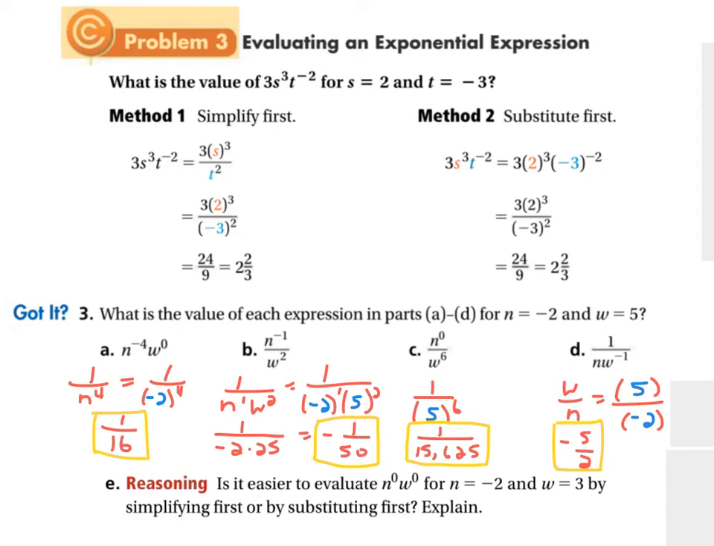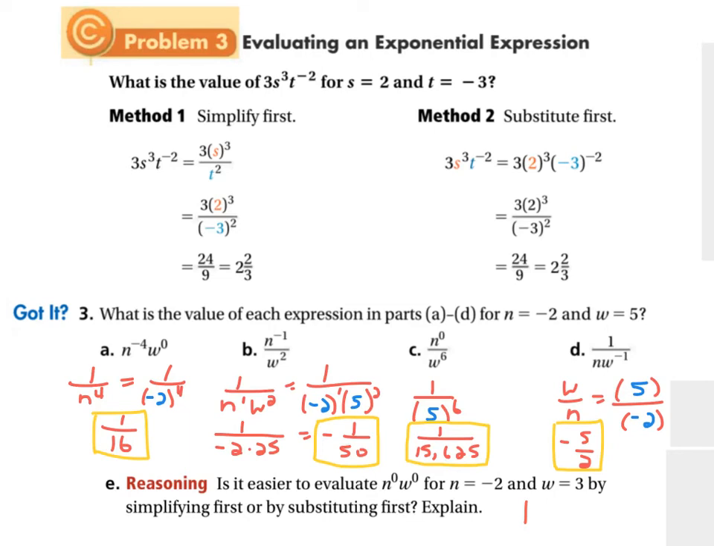And then E, there's one last Got It problem: is it easier to evaluate this expression, n to the 0 times w to the 0, for these values of n and w by simplifying first or substituting first? Well, substituting first, you're going to be plugging those numbers in. Simplifying first, we would just say this is 1 times 1. What's 1 times 1? It is 1. The entire answer is 1.